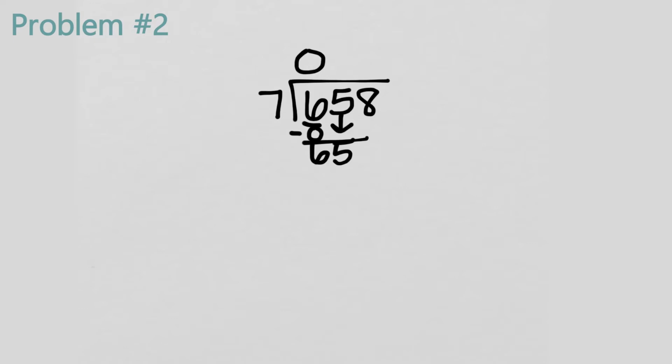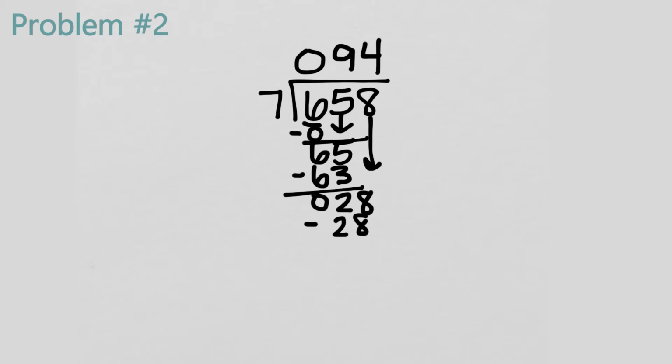7 goes into 65 how many times? This is when your multiplication times tables come in handy. 9 times. 7 times 9 is 63. We'll subtract 63 and we get 2. Let's bring down our 8. And how many times can 7 go into 28? If you said 4 times, that's correct. We'll subtract 28 because 7 times 4 is 28, and we get 0. Our quotient, or our answer, is 94, or 94 remainder 0.